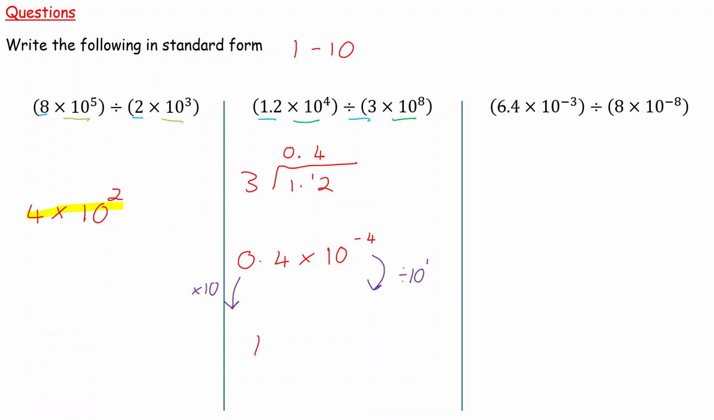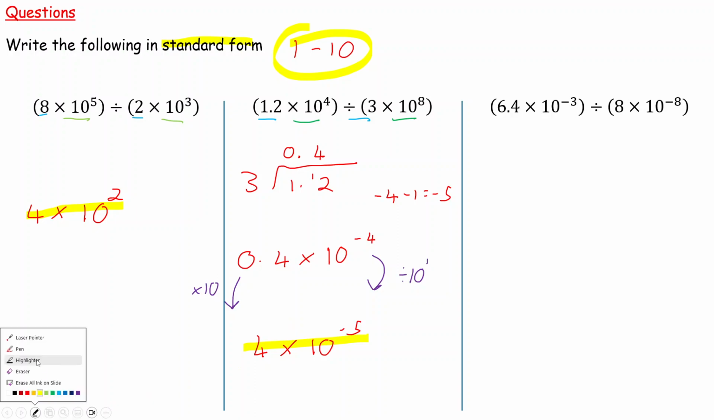0.4 times by 10 is equal to 4, and then we've got 10 to the negative 4 divided by 10 to the 1. You're taking away the powers, so you're doing negative 4 take away 1, which is equal to negative 5. So timesing it by 10 to the power of negative 5, which is really good. This is my answer, 4 times 10 to the minus 5. This is good because this number is between 1 and 10, which is a must to write something in standard form.